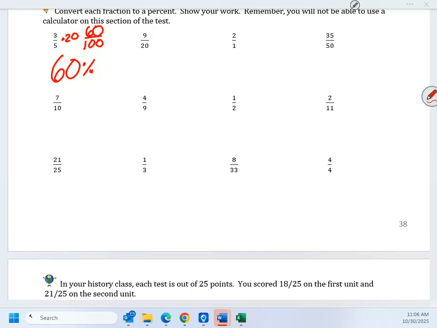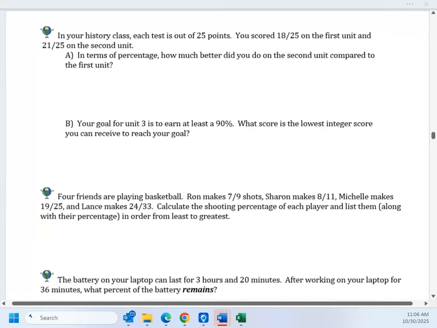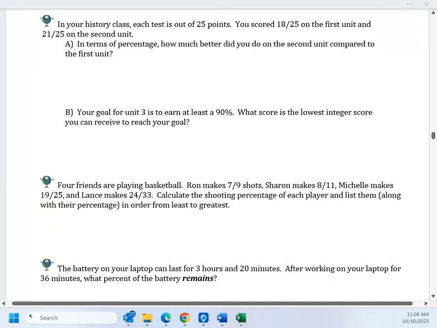Let's look at our second page. Second page is a little bit we have to think about. We go, oh my goodness, word problems. We're doing the same math, friends. So don't get overwhelmed by word problems. We're still doing fractions to percents.